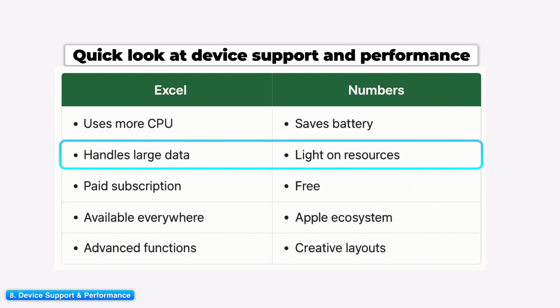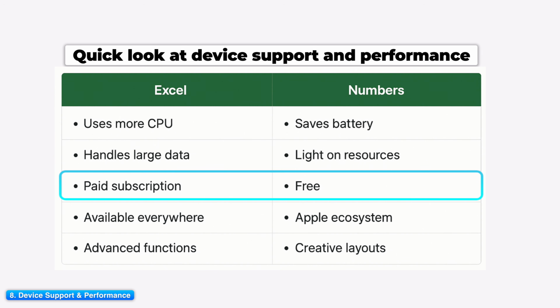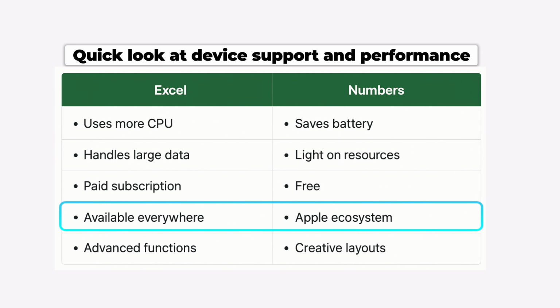Now let's compare the overall picture. Numbers is completely free and works on macOS, iPad, iPhone, and through iCloud on the web. Excel requires a paid subscription, but it's available everywhere: Windows, macOS, Android, iOS, and browsers. Numbers is better for creative layouts, personal finance, and visual reports. Excel is better for financial modeling, business analysis, and heavy-duty calculations.